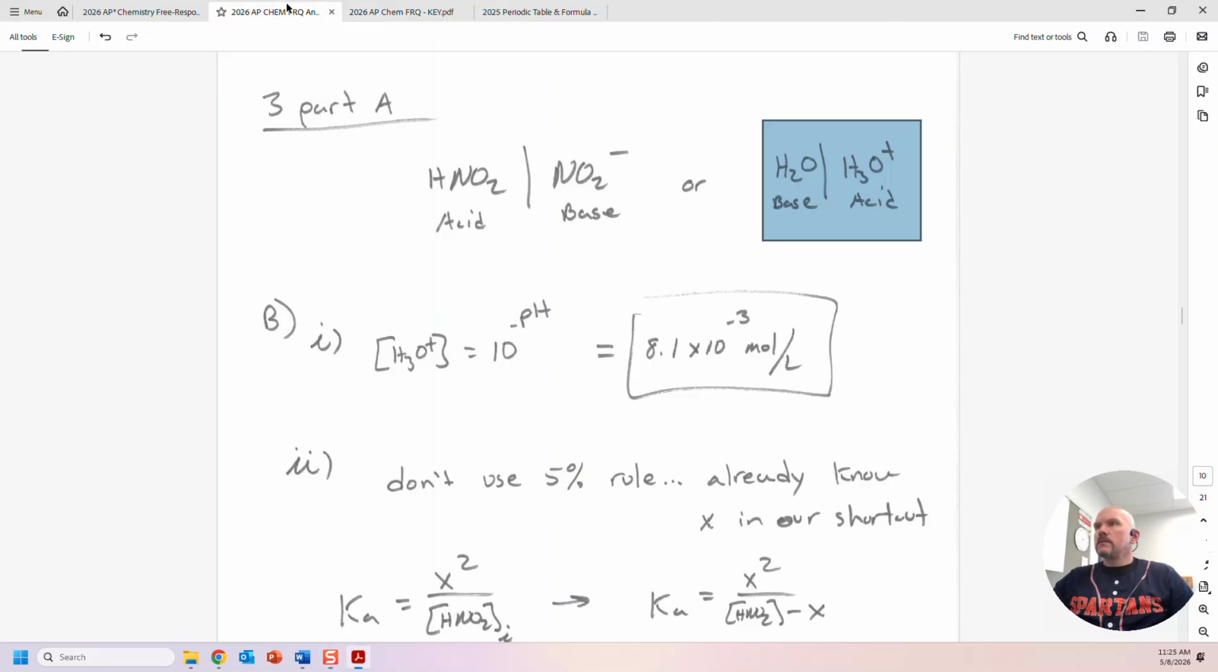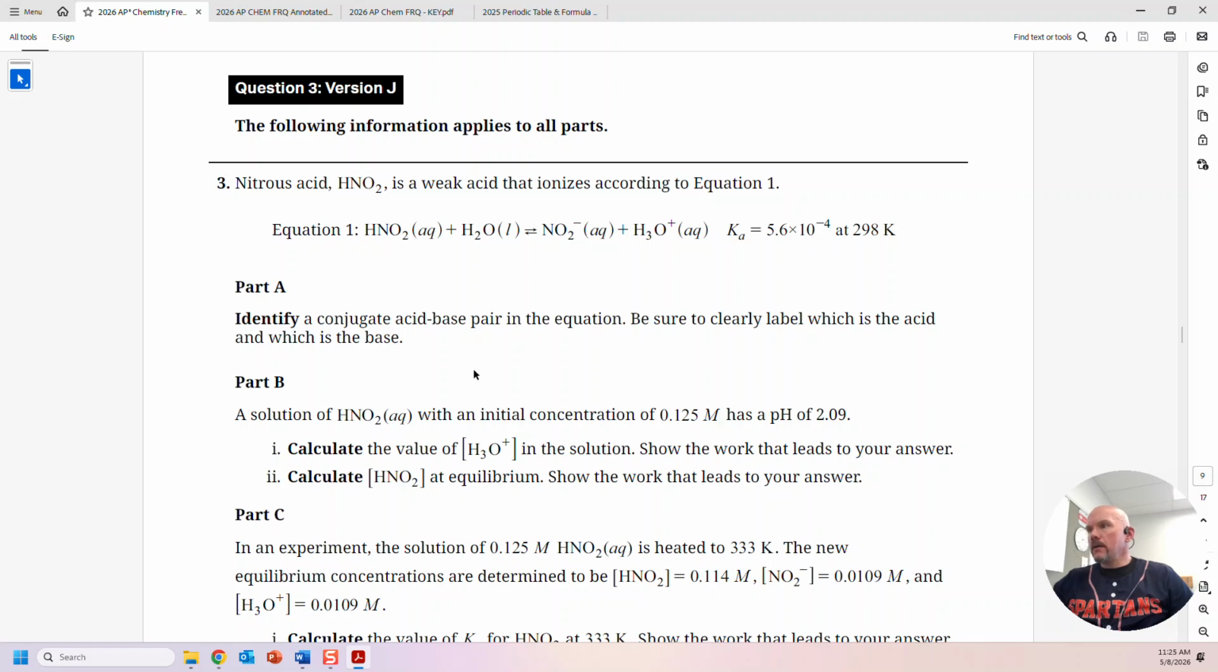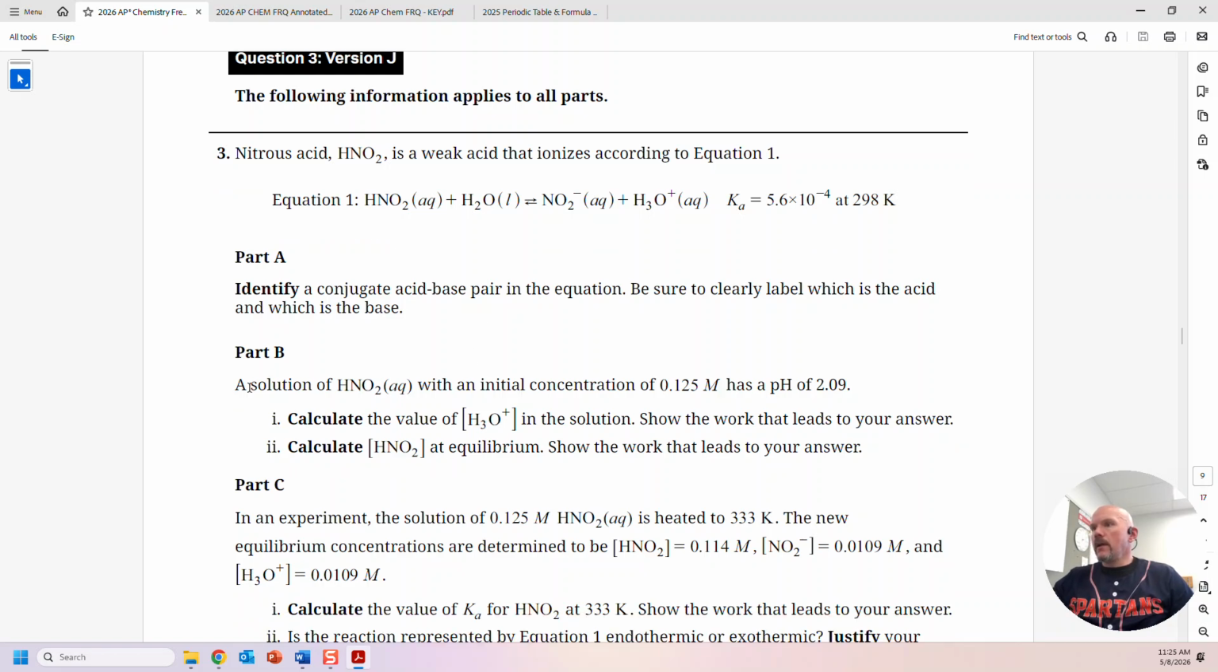All right. So if we go back here, it gives us a solution of nitrous acid. It tells us the molarity and the pH. So remember, if we have the pH, we can calculate the H plus concentration. We don't have to do a Ka shortcut. This is a low Ka value, but maybe not low enough to do the 5% rule. And we don't have to use the 5% rule.